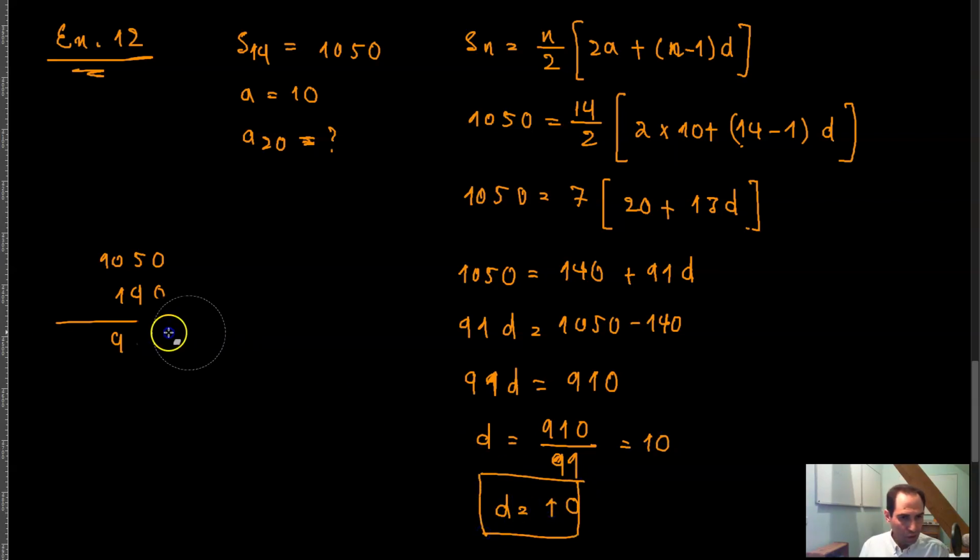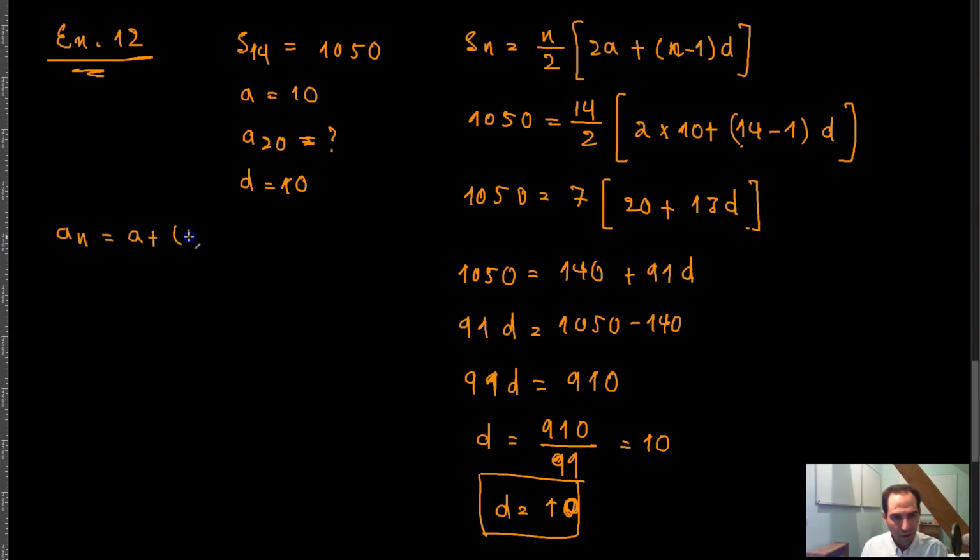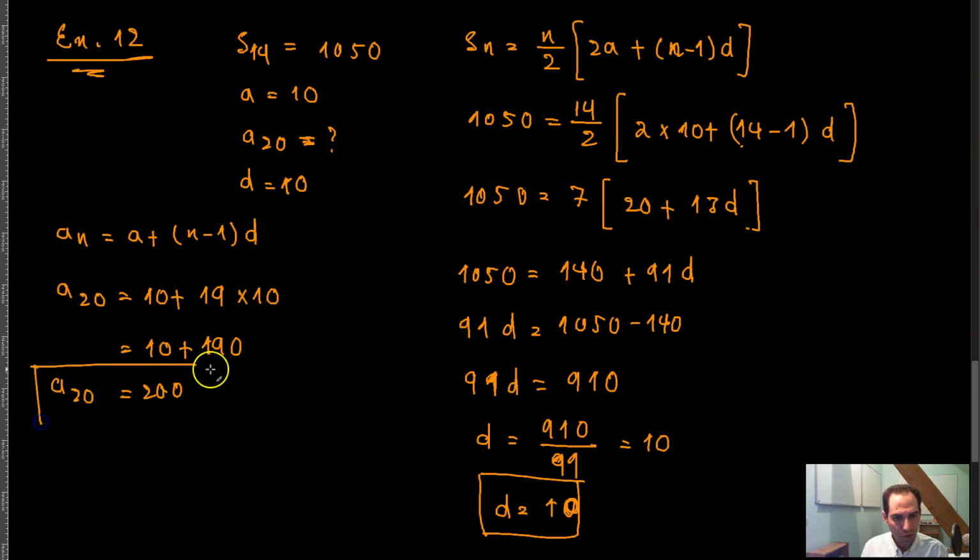So now you know that your a is equal to 10, and your d is equal to 10, which means that A of 20 is, A of n is equal to a plus n minus 1 times d. So A of 20 would be equal to a, which is 10, plus n minus 1, which is 19, times d. d is equal to 10. So that's equal to 10 plus 190, which is equal to 200. A of 20 is equal to 200.